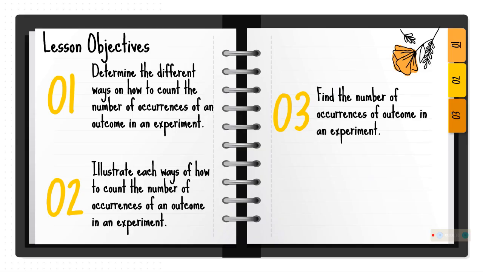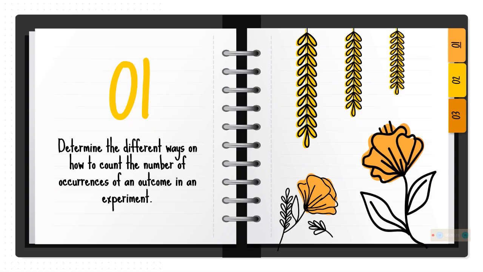Our lesson objectives are the following. 1, determine the different ways on how to count the number of occurrences of an outcome in an experiment. 2, illustrate each way of how to count the number of occurrences of an outcome in an experiment. Then 3, find the number of occurrences of an outcome in an experiment.